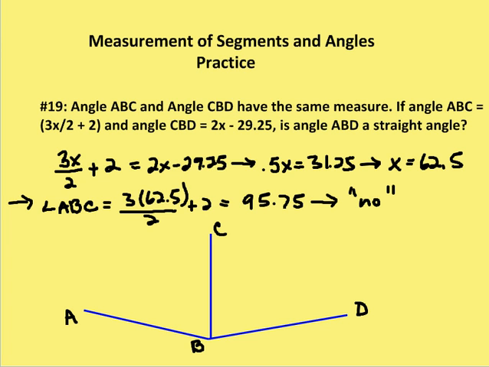I plug 62.5 back into one of the two equations. In this case, I'm going to plug it into the equation for angle ABC, and I get 3 times 62.5 over 2 plus 2. And that answer, if you do the calculations, comes out to be 95.75. So given that the two angles are the same measure, and given that they're both 95.75, the total measure of the angle adds up to be, I believe, 191.5, which does not represent a straight angle.